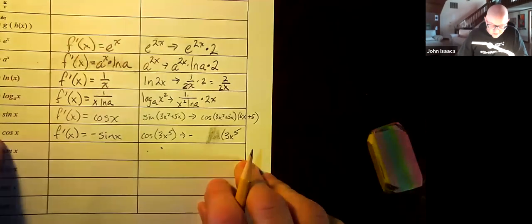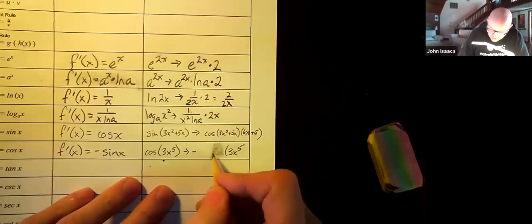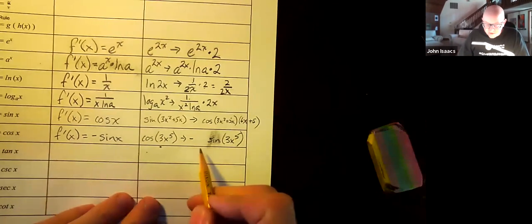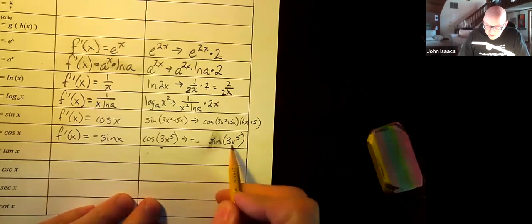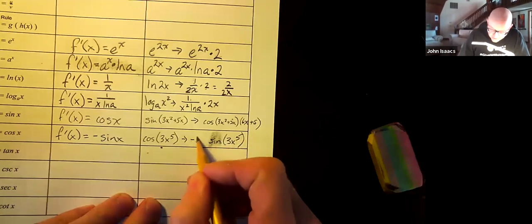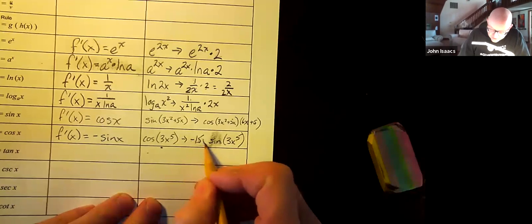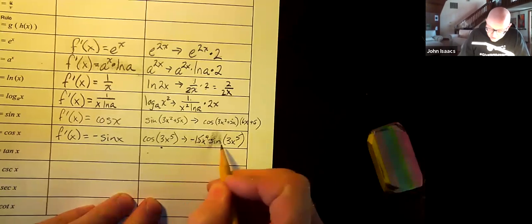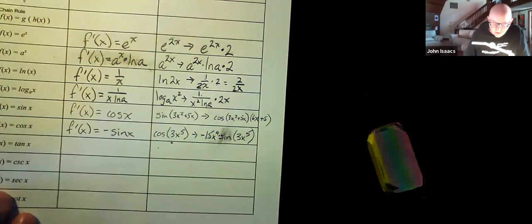We have a negative. We're going from cosine, we go to sine. So negative sine. And then here we need the derivative of 3x to the 5th, which is going to be 15x to the 4th, times sine of 3x to the 5th. Right, so that's how you do those two.